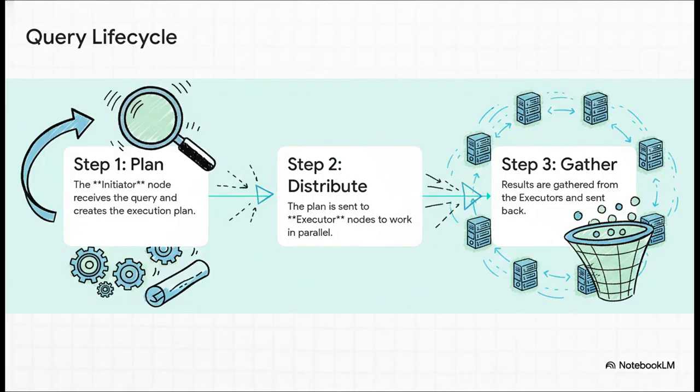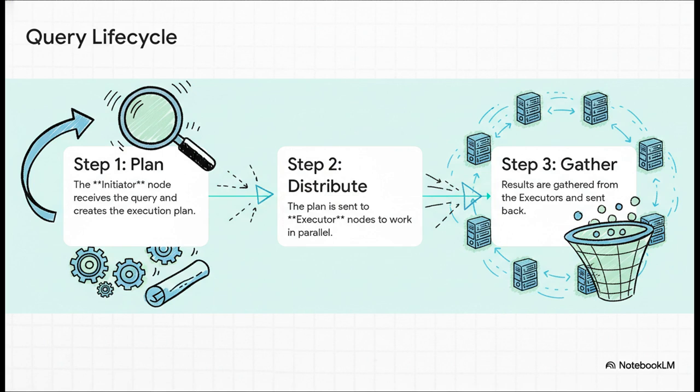Now, to really get where things can go wrong, we need a quick look under the hood. In a modern distributed database, you have one initiator node that acts like the lead detective. It gets the query, it makes the plan. Then, it hands out pieces of that plan to a bunch of executor nodes to do the work in parallel. And this is what makes these databases so incredibly fast.